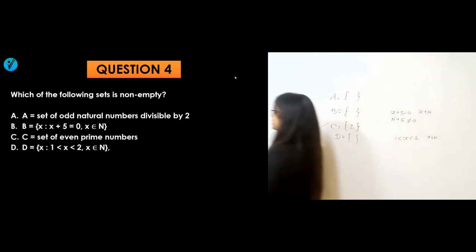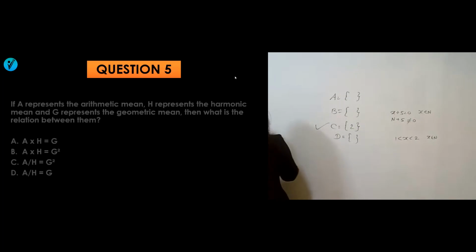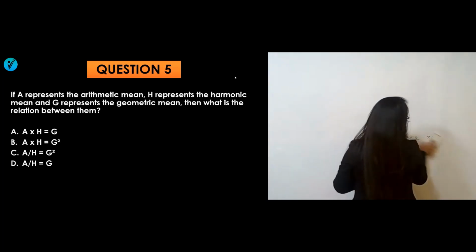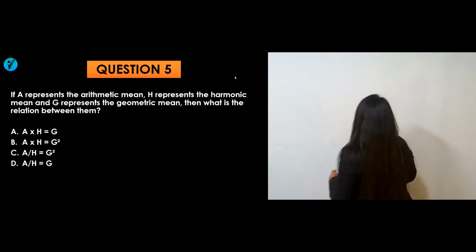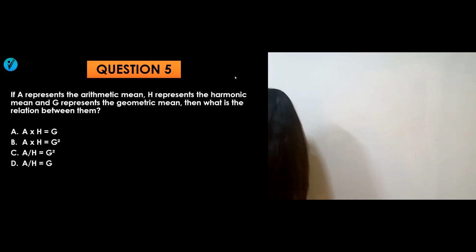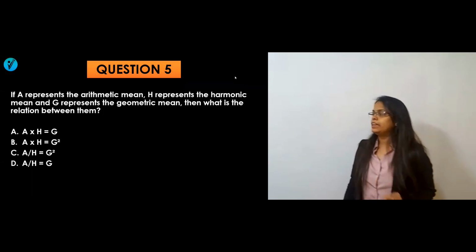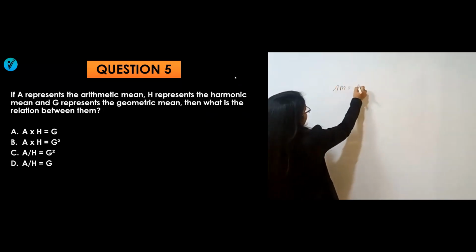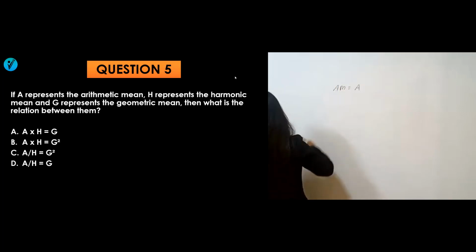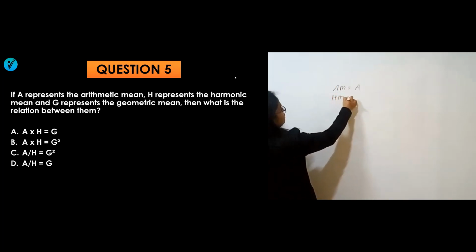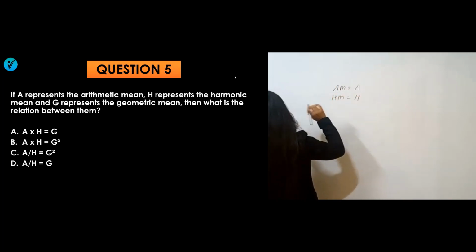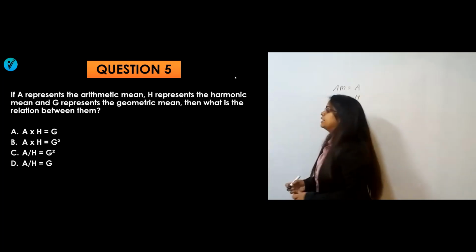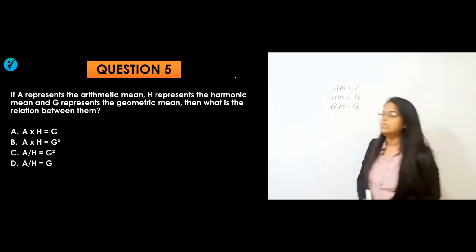Now let's solve the next one. Question number 5 is here. This one is again conceptual. In TISSNET they mostly ask conceptual based questions. So what are they saying here? If A represents the arithmetic mean, H represents the harmonic mean, and G represents the geometric mean, then what is the relation between them?